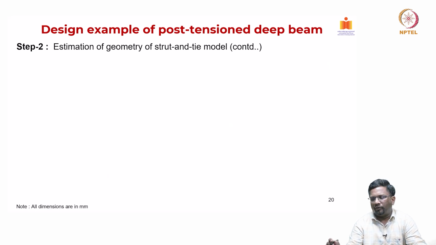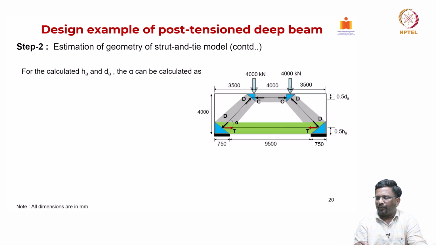Right. So, now we have estimated the depth of the strut and the depth of your tension tie. Okay. Now, step 2, again we are continuing. You can see here, now that we have found the geometry, we can calculate the angle alpha. Again, this is simple trigonometry.